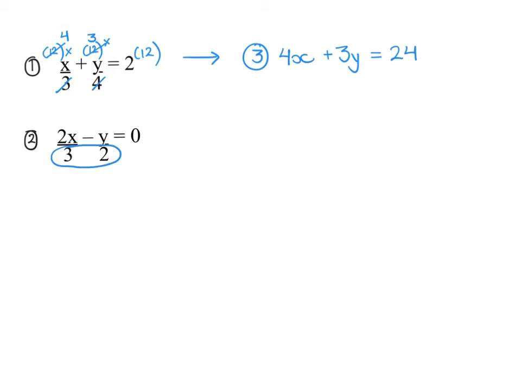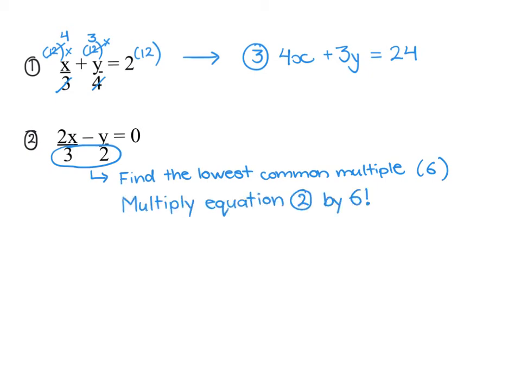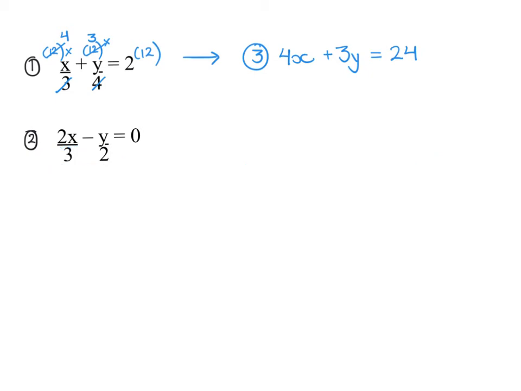Okay, so let's move on to equation 2. We want to get rid of the denominators 3 and 2. So same thing as before, find the lowest common multiple between 3 and 2, and that would happen to be 6. So we're going to multiply that whole equation by 6. Okay, so let's start off with the first term. We're going to multiply that by 6, the second one by 6, and the third one by 6.